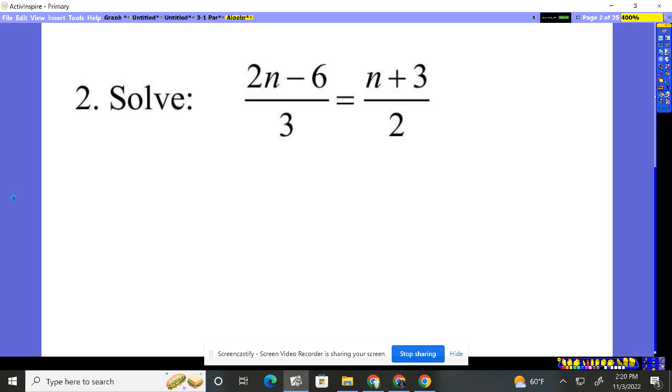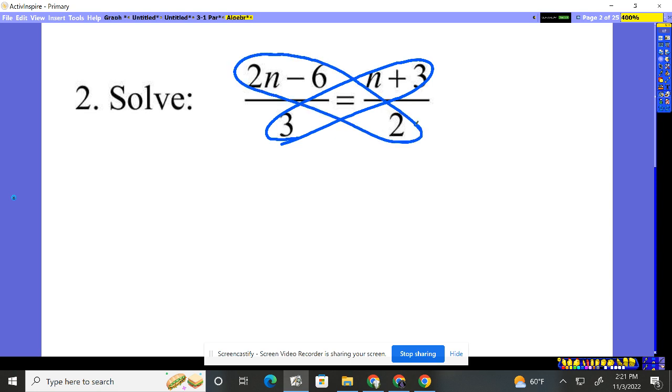Here, two fractions equal means extremes or cross product, or the butterfly method. So I'm going to do 2 times the 2n minus 6. 2 times that 2n minus 6 will equal 3 times the n plus 3. And now we're just going to solve.